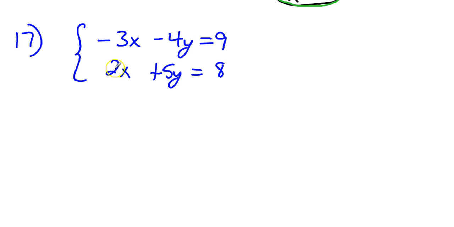Are 2 and 3 multiples of each other? No. Are 4 and 5 multiples of each other? No. If neither pair are multiples of each other, that means you have to multiply both equations by some number to figure out what that number is going to be. And usually if that's the case, the easiest thing you're going to do is multiply these two numbers together to get rid of x, or multiply these two numbers to get rid of y. And I would say pick the pair that's your smallest set of numbers.